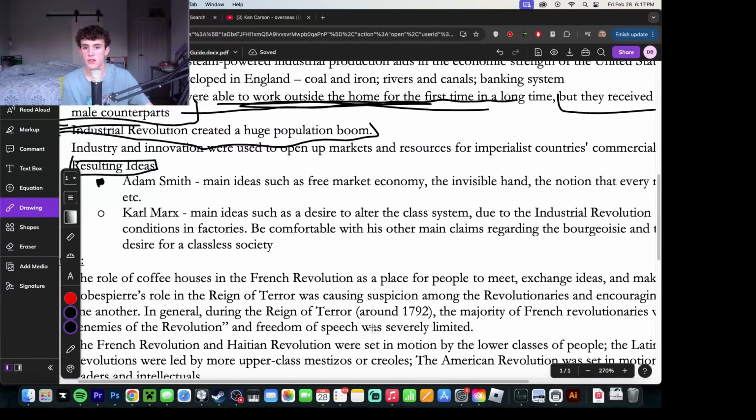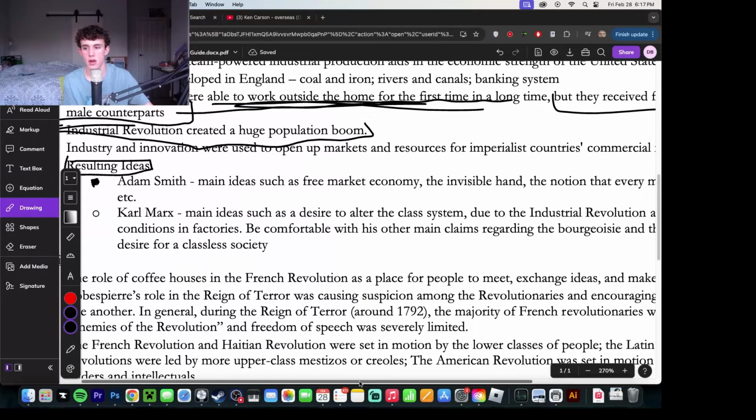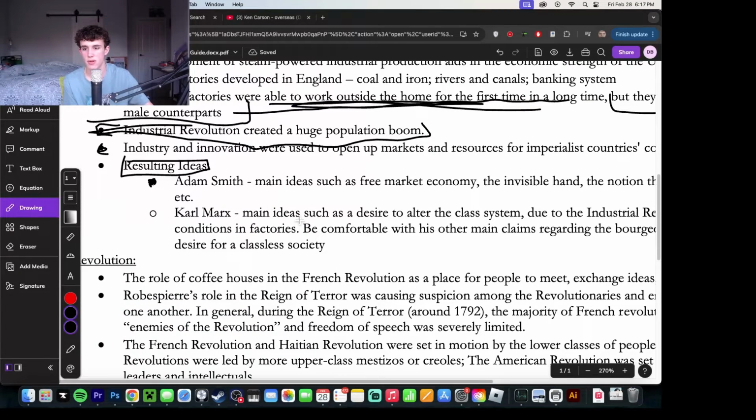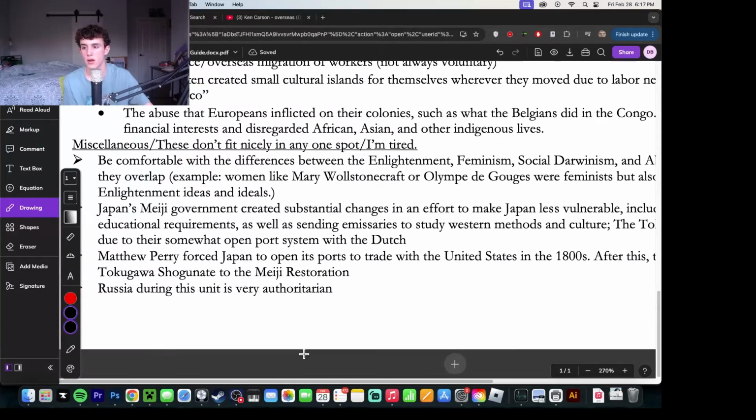So he just wanted to change the class system because it kind of started separating the classes. His main claims are the bourgeoisie and the workers, and the desire for a classless society. Classless societies don't work, I don't think. But I think it would be cool to try it out. I don't know. I'm just kind of spitting here. Hey, we're almost at the end.